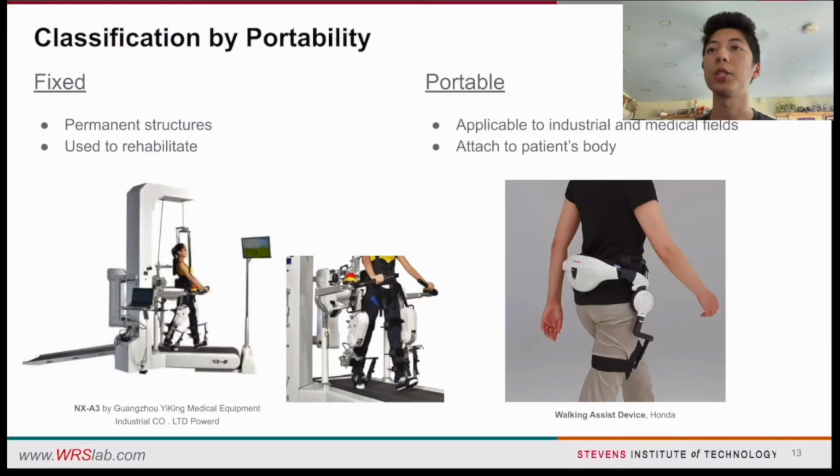Another classification is by portability, which is broken into two main sections, fixed and portable. Fixed denotes an exoskeleton that is permanent and immobile, like that pictured at the bottom left. These structures are often used to rehabilitate patients after suffering a spinal cord injury or a stroke. Portable exoskeletons attach to the patient's body and keep attached to the patient as they go about their day, and are used for a wider variety of applications.